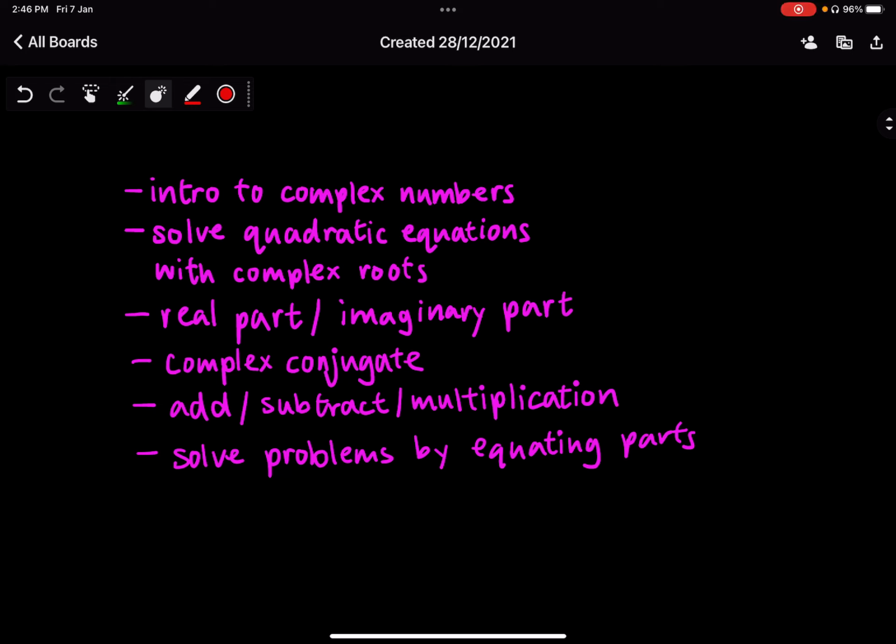Hey everyone, so today I'll be going through the intro to complex numbers. So this is what we're going to be going through today.